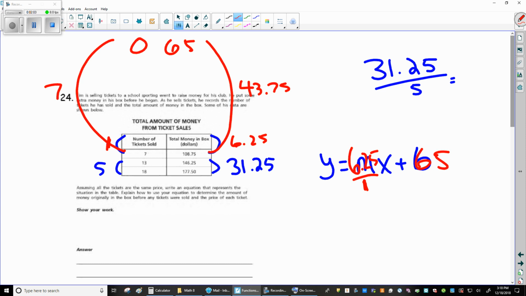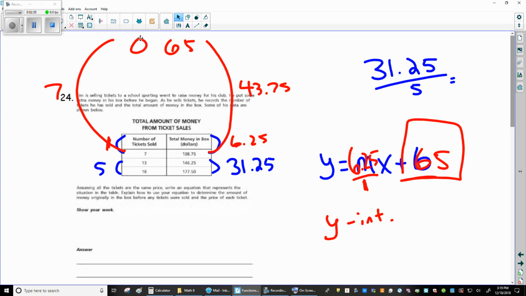So now the rest of this question asks, explain how to use your equation to determine the amount of money originally in the box. So it's usually asking about slope or y-intercept. If it's asking how much is in it originally, it's not how much it's changing, it's how much is in it originally. That's going to be your 65. How did we know that? It's the y-intercept. So that's what I would have said down on those lines. Something along the lines of it's the y-intercept.